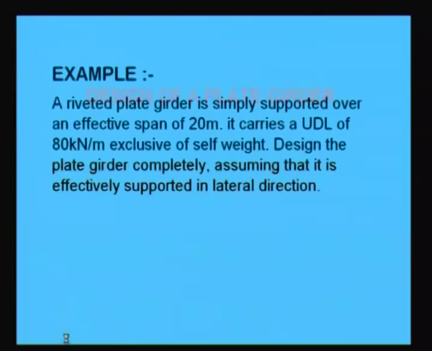Today I am going to work out the example which I have told in the last lecture. In the last lecture, as you have seen, a plate girder has to be designed for a certain load which has been given, and the length of the plate girder is given. So, the example was like this: a riveted plate girder is simply supported over an effective span of 20 meter. So, span was 20 meter.